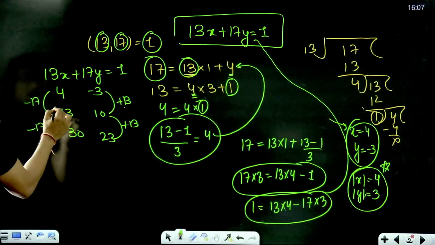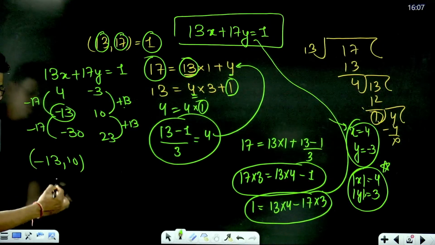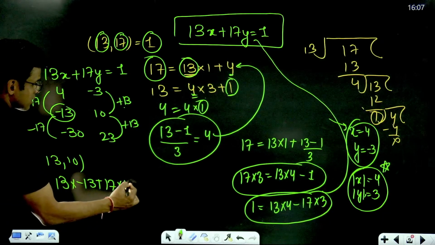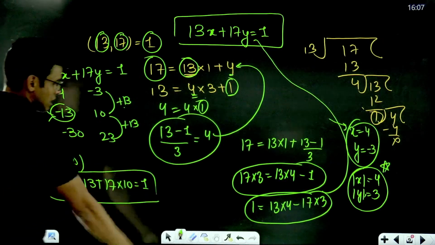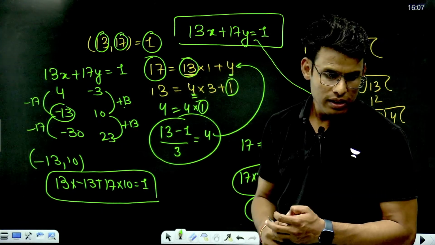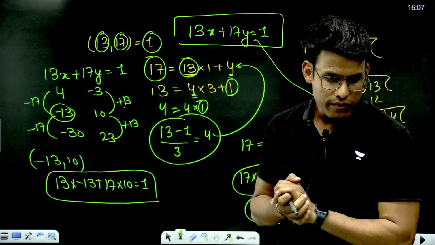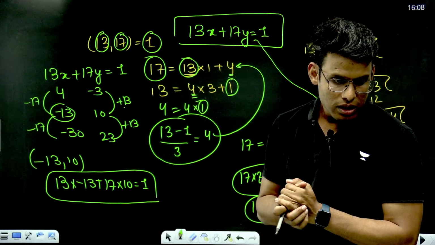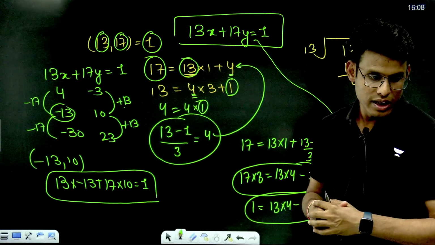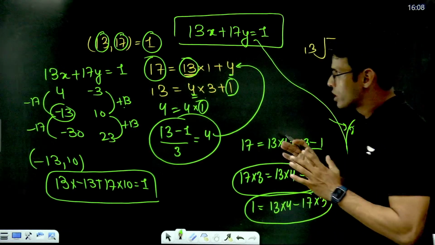Just verify. I am saying this is also a solution. Let's verify this: 13 times minus 30 plus 17 times 1. Yes, this is indeed coming out to be 1. Girish Jain said, sir, I got 7 as the answer. So this is the mechanism.